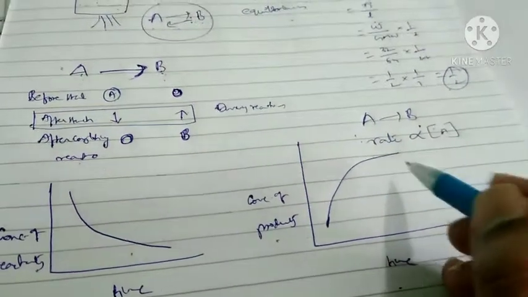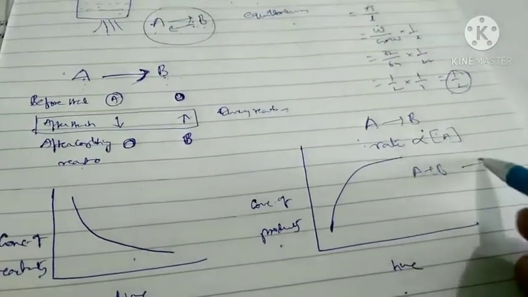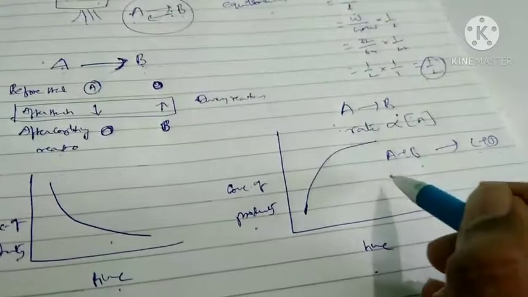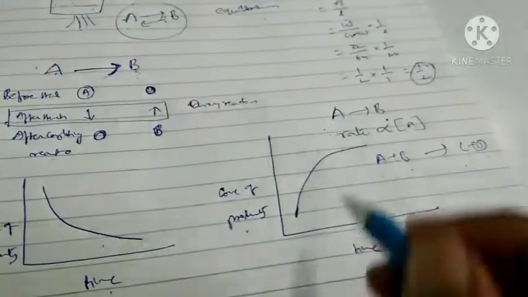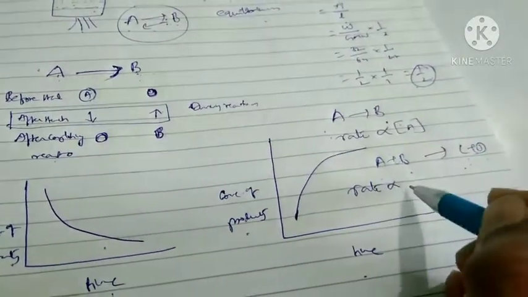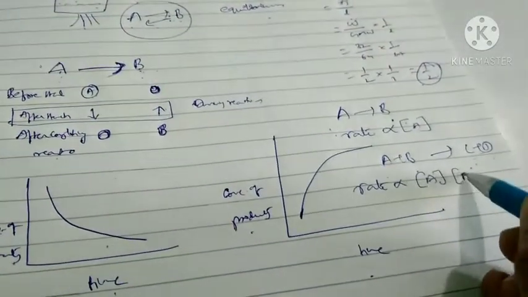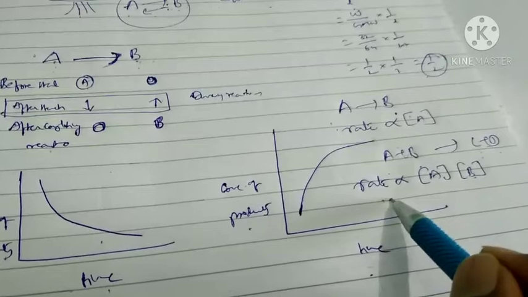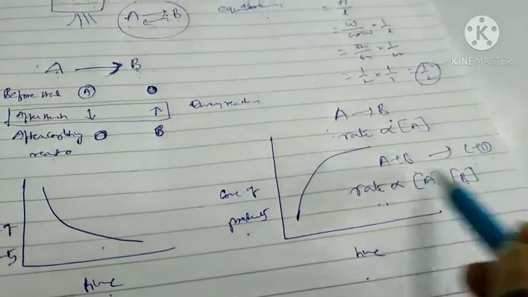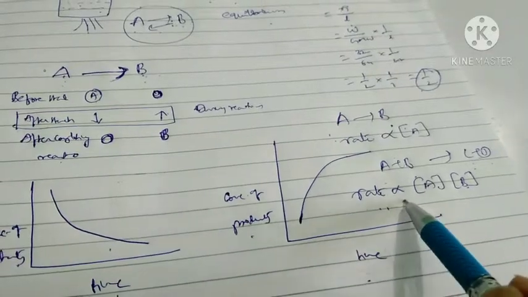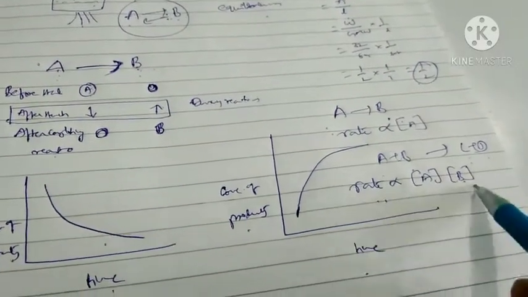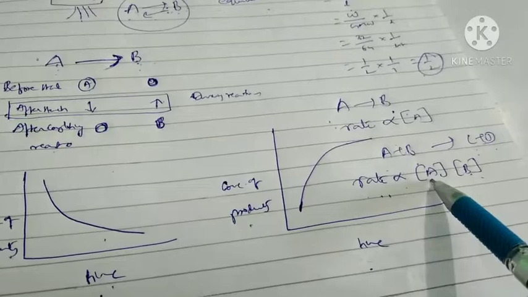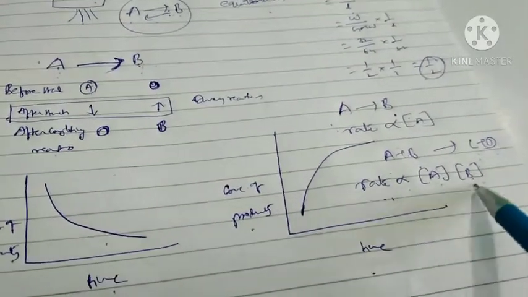Suppose I take two reactants. A plus B gives rise to C plus D. A and B are reactants, C and D are products. This is also an irreversible reaction, nothing but a forward reaction here. Here the rate is directly proportional to concentration of A into concentration of B. This is called product. So this is the expression for law of mass action. In any chemical reaction, the rate of reaction is directly proportional to the product of concentration of reactants. Product means this product, not these products. Product means between A and B, multiplication should be there.